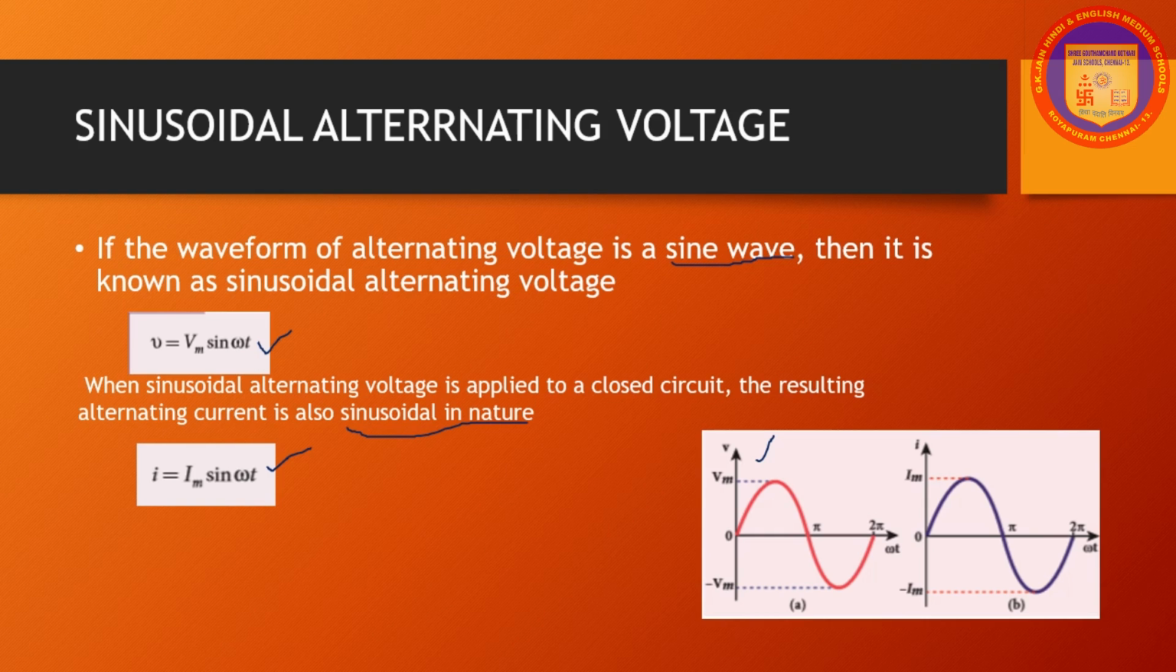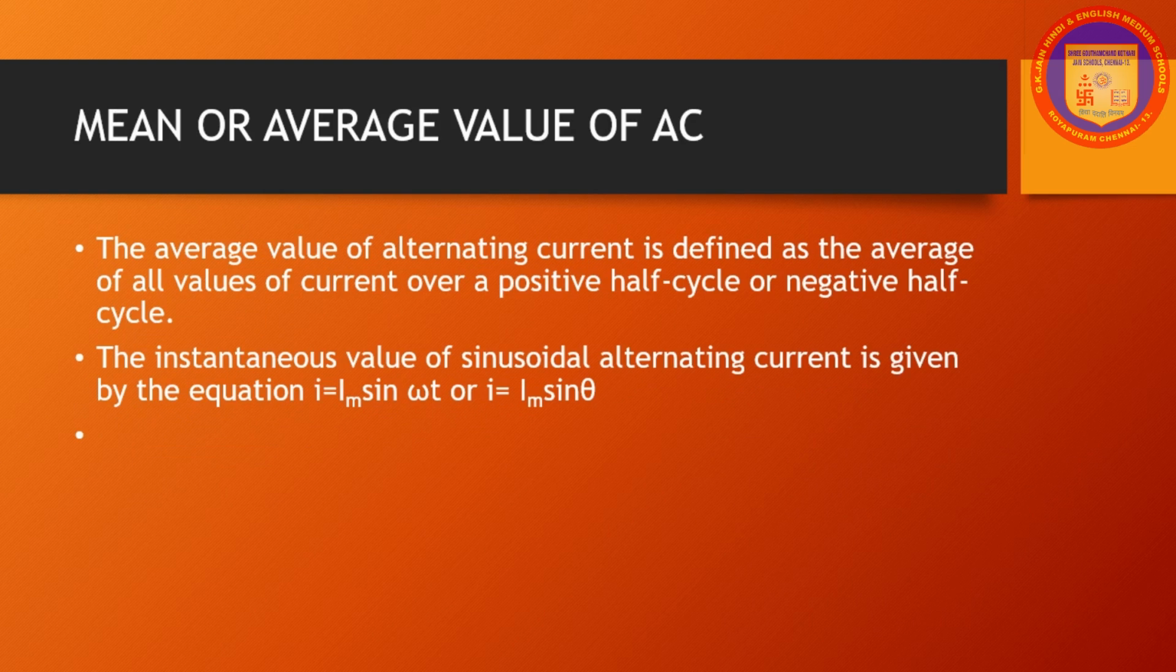Now we will go to the next topic, mean or average value of AC. The average value of alternating current is defined as the average of all values of current over a positive half cycle or a negative half cycle. During the positive half cycle, current is taken as positive, and during the negative half cycle, it is taken as negative. Therefore, the mean value of symmetrical alternating current over one complete cycle is 0. Therefore, the average or mean value is measured only over one half cycle.